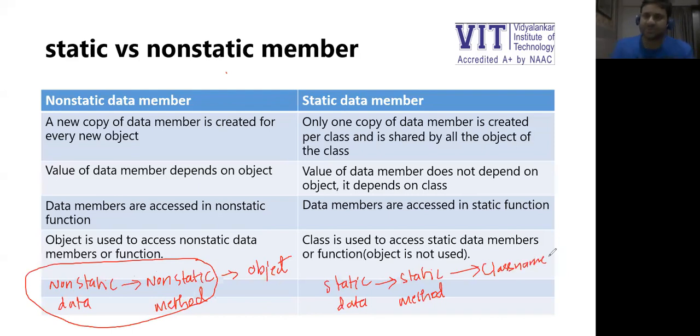Remember, always, this is all you need to understand throughout. If there is any method and I'm using an object to call that method, it is non-static. If there is any data member and I'm using an object to access it, it is non-static. If there is any method or data member and I'm using the class name to access it, it is static. This is about static and non-static, and it is definitely going to play a very important role in the topics that we will study in future.